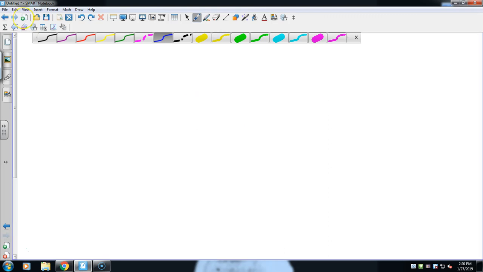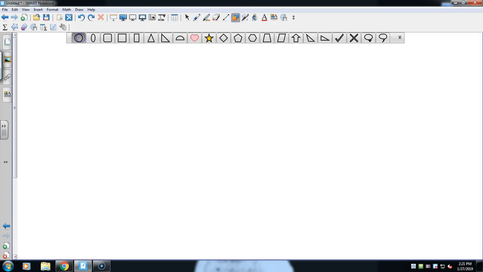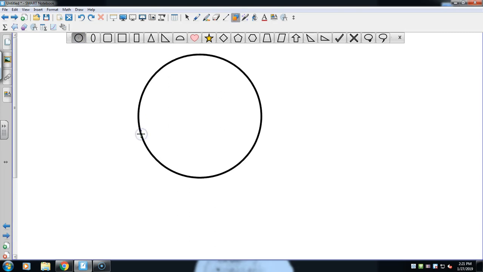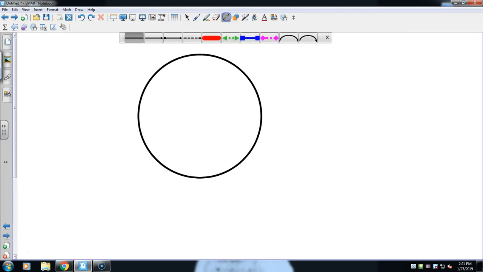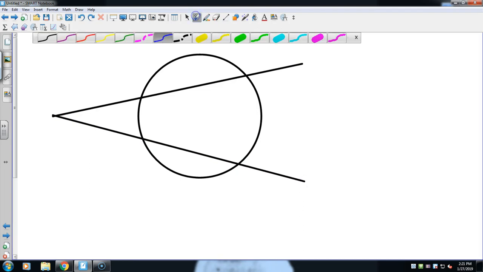And then the last one is going to be two secants. This one's easier to draw. And so in this case, we've got four different intersection points. So we've got angle one, we've got A, B, C, and D.